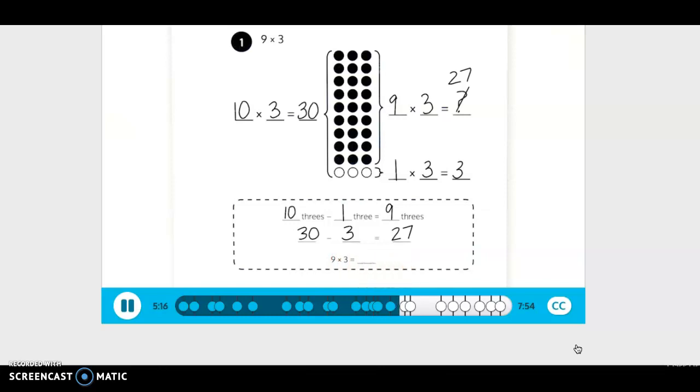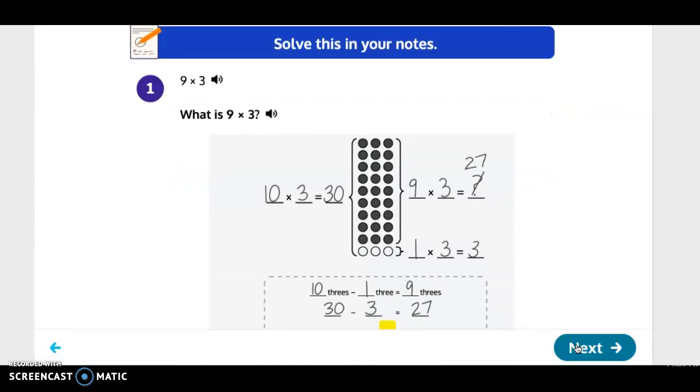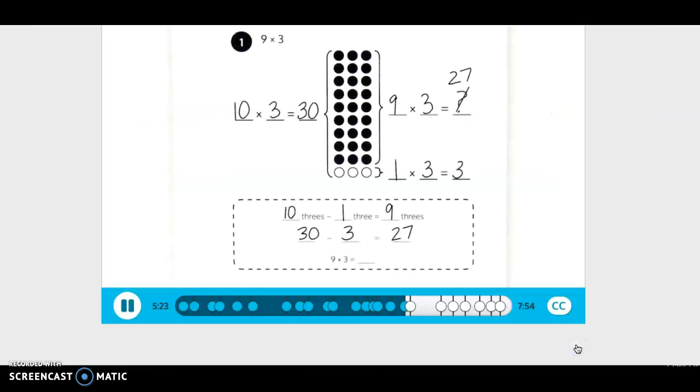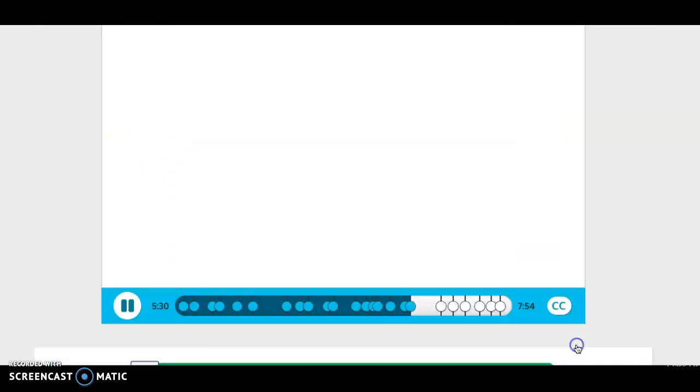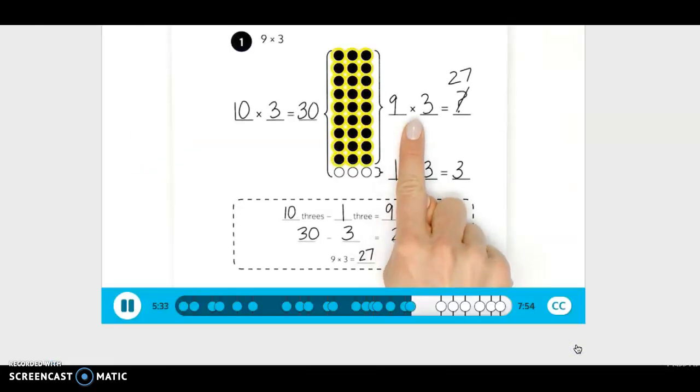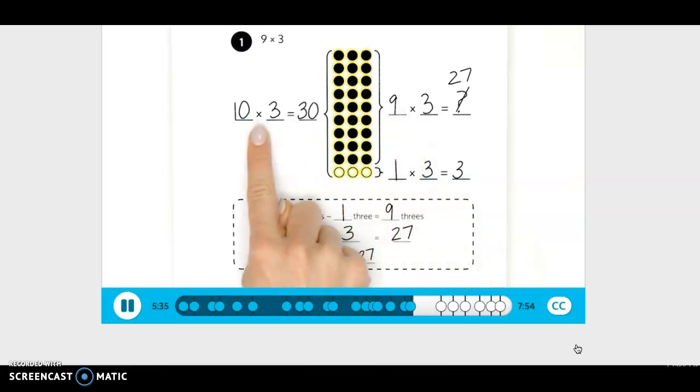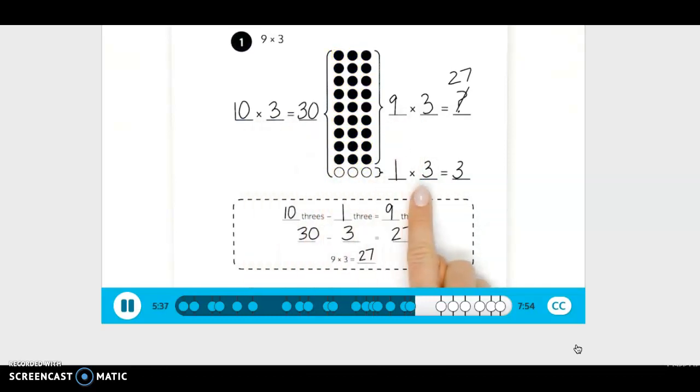So now answer the original question in your notes. 9 times 3 equals... Nine times 3 equals 27. Check your work. We solved 9 times 3 by starting with an easy fact, 10 times 3, and then subtracting 1 3 from that. We just solved for the number of circles that are in this part of the array. Nice work!